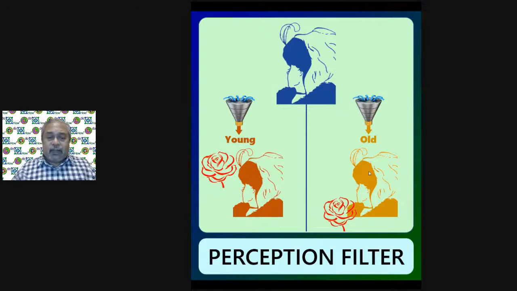And why is it that somebody else saw a different picture? Somebody else saw a young lady. A young lady, the same picture. It is the same picture, wherein the lady is looking at the rose in the front. The rose is somewhere here. So the lady is looking in this direction, in the direction towards the rose.